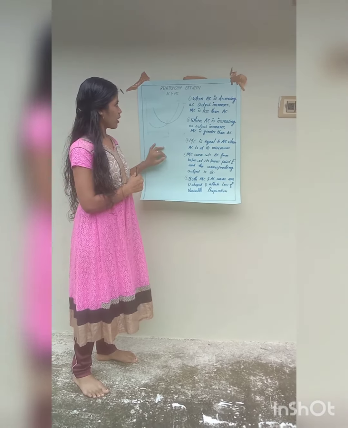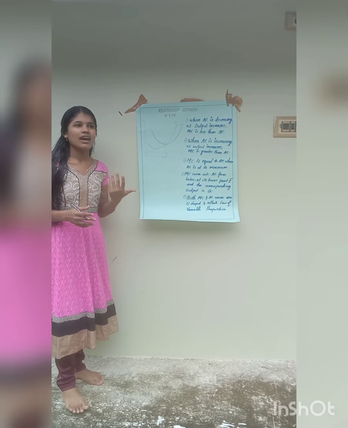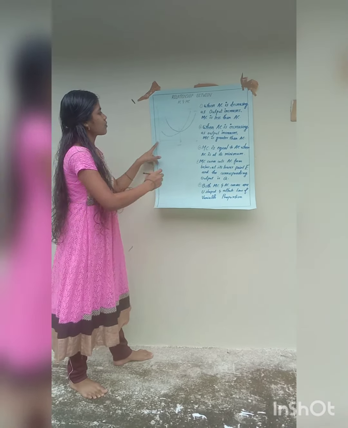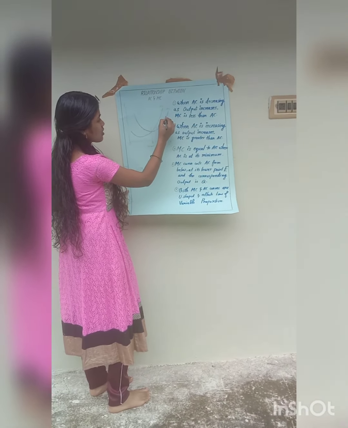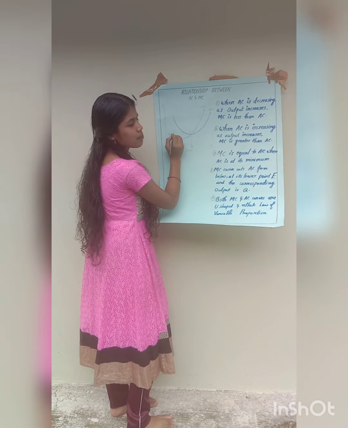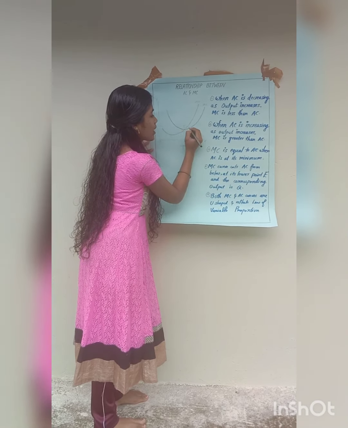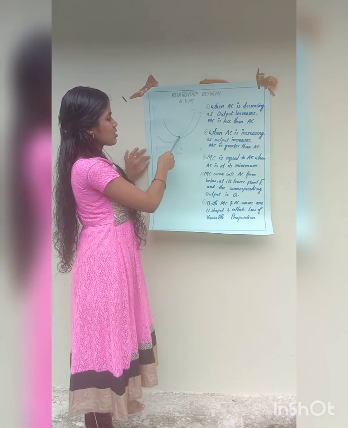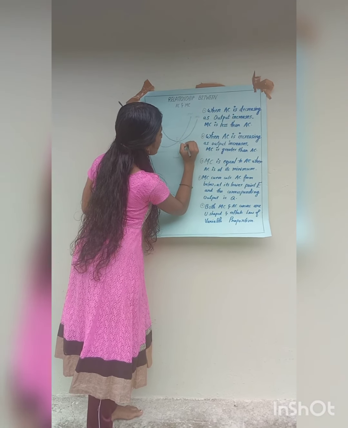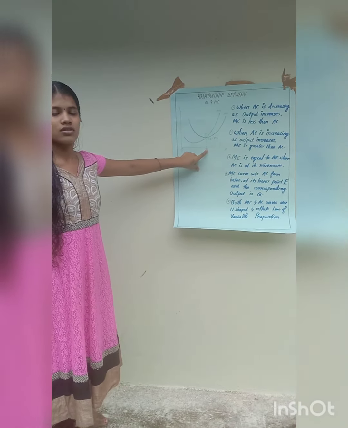Let's move into our main topic, the relationship between AC and MC, or the relationship between average cost curve and marginal cost curve. Look into this figure. This U-shaped curve is the average cost curve, and this U-shaped curve is the marginal cost curve. This is SAC and this is SMC, and this intersecting point here is E. At this point MC equals AC. Then this is the corresponding output.